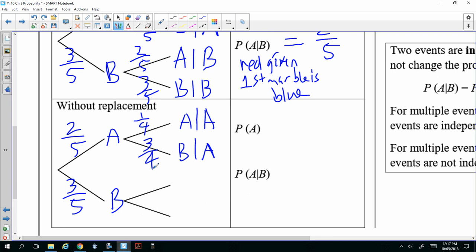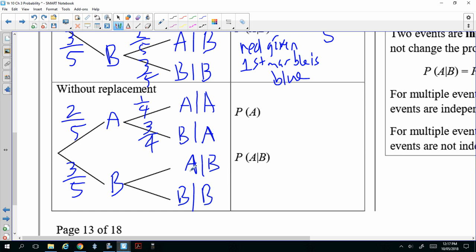And the next one is, given it is blue, the next marble is red. Given it is blue, the next marble is blue. Your chance of getting a red marble given it is blue is now going to be 2 out of 4. And the chance of getting a blue marble given the first marble was blue, because one blue was taken out, is also 2 out of 4. Okay, so we got that.